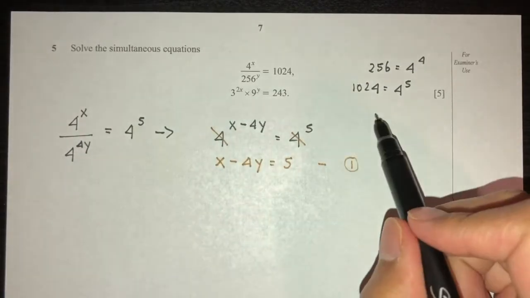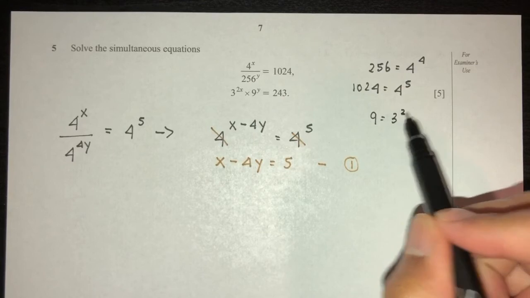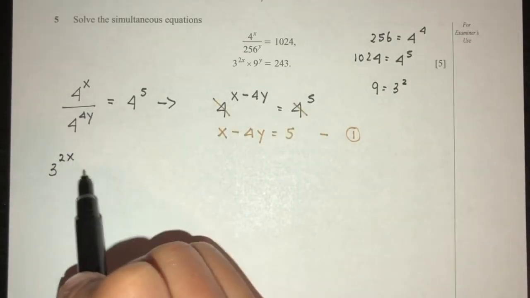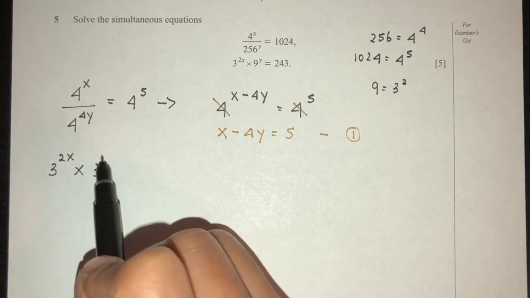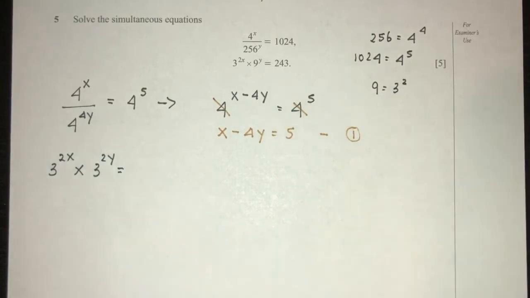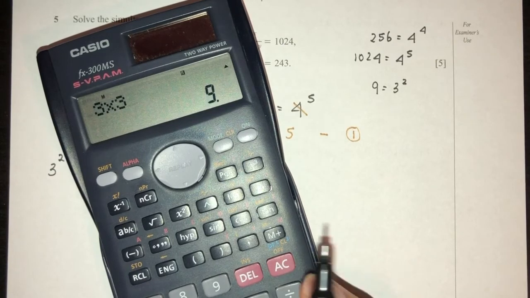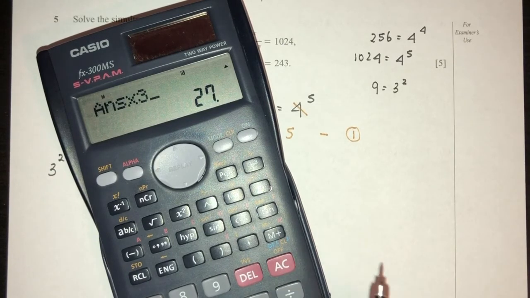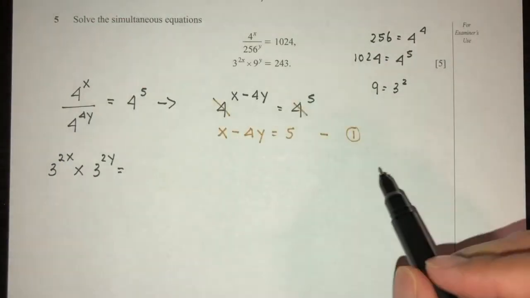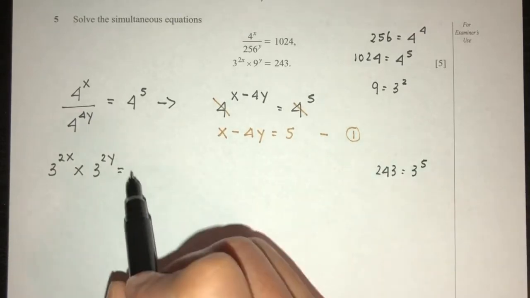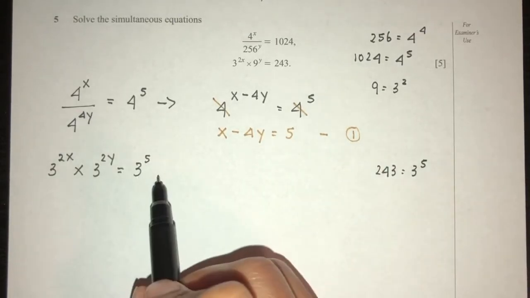We know 9 is actually 3 power 2. So pretty easy. You will have 3 power 2x times 3 power 2y is equal to what? So what is 243? Let's do 3 times 3 times 3 times 3 times 3. That was 3 power 5. So 243 was 3 power 5. Now we can simplify this.